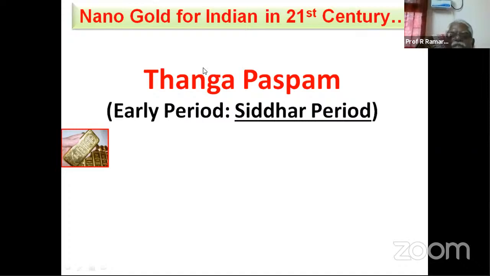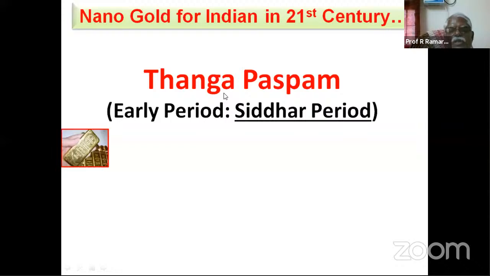Everyone wants to take Tanga Pashpam because everyone wants to look so young, so beautiful, like MGR, because people believe MGR took Tanga Pashpam. But in Tanga Pashpam, gold is not visible. If you check, you cannot find out where the gold is. This means the gold is in a very small nano size. Since it is nano size, they were unable to see what is there in the Tanga Pashpam. Tanga Pashpam was used by people for thousands of years.